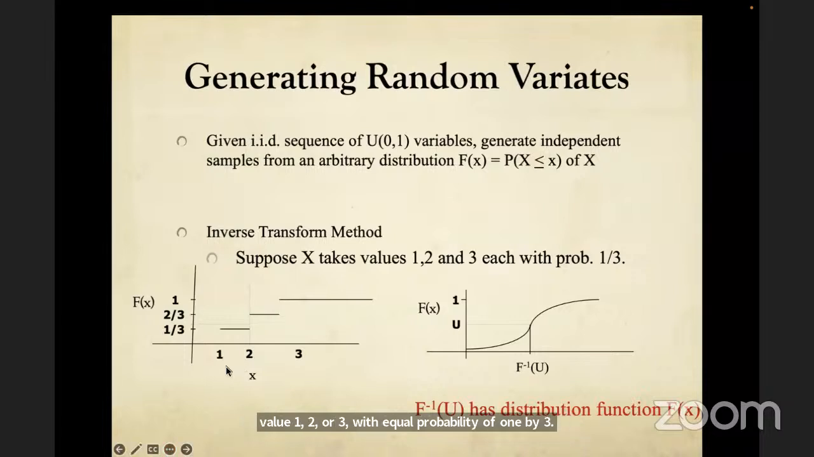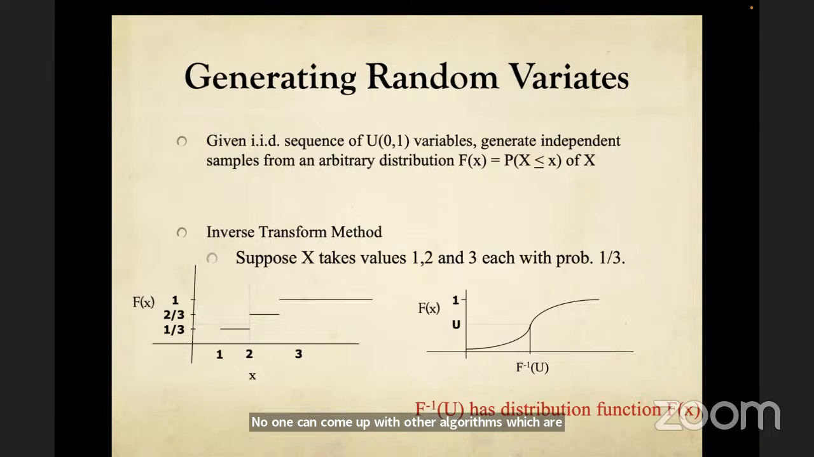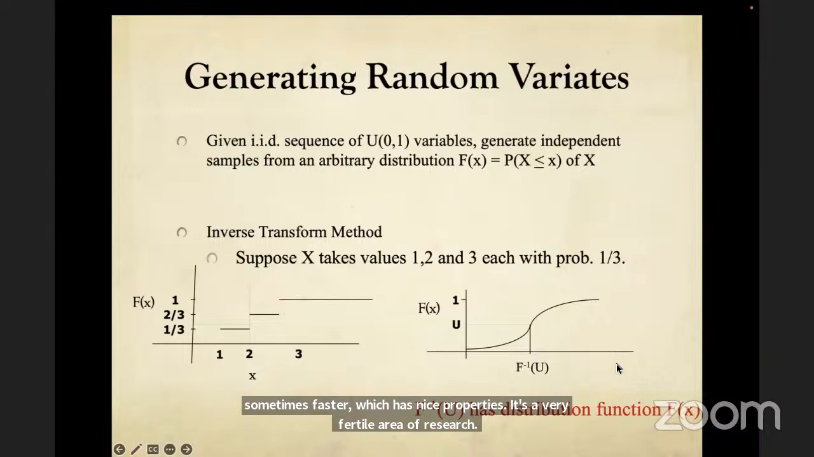Now, this idea generalizes to a general function like this. I just plot a CDF, whatever it may be, of the distribution that I'm interested in. I generate a uniform number from 0 to 1. Whatever value I get, I draw a horizontal line and drop it vertically, basically computing the inverse of this function F. F inverse of U has the correct distribution. So this curve is basically stretching the uniform random variable in different ways so that I can generate numbers from the right distribution. That's the algorithm. One can come up with a variety of other algorithms which are sometimes faster, which have some nice properties. It's a very fertile area of research. But this inverse transform method, which I've described to you, is extremely popular.